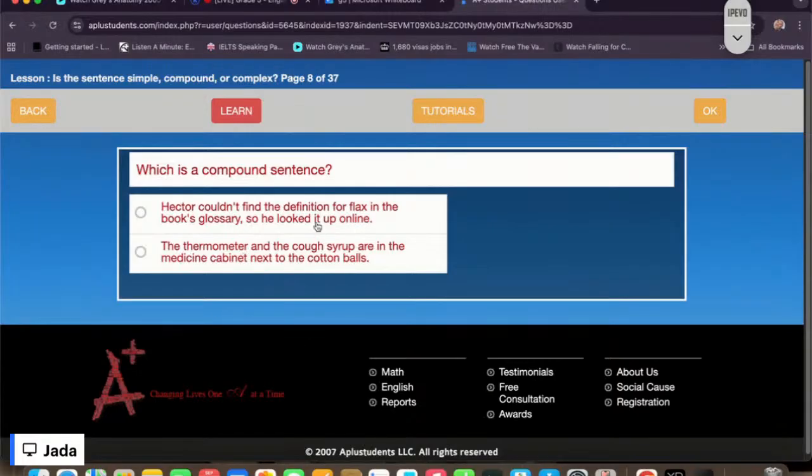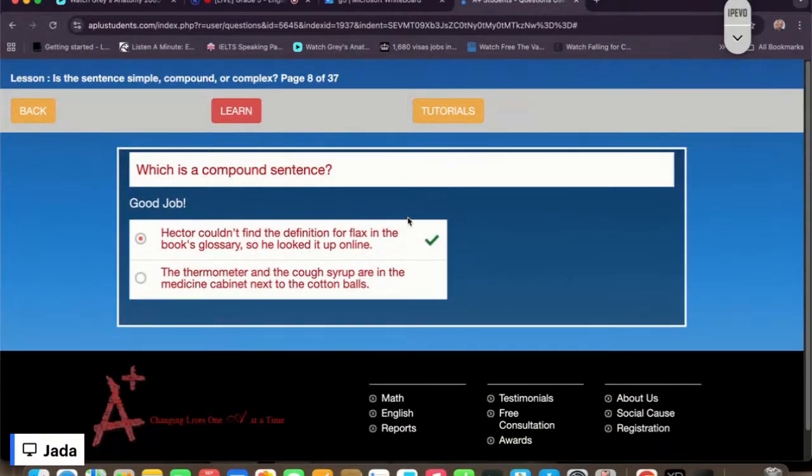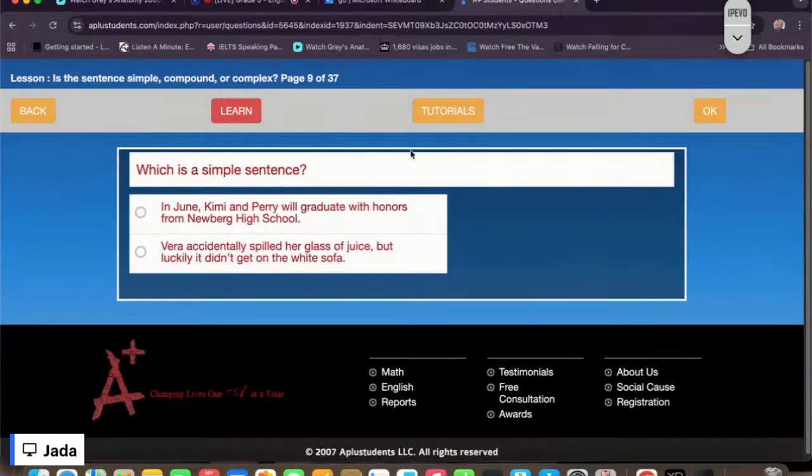Okay, so the compound sentence is what? Hector couldn't find the definition for flax in the book's glossary, so he looked it up online. Okay, so simple sentence, first or second?